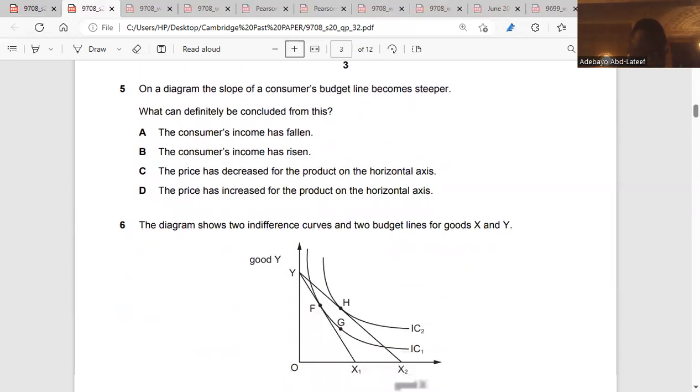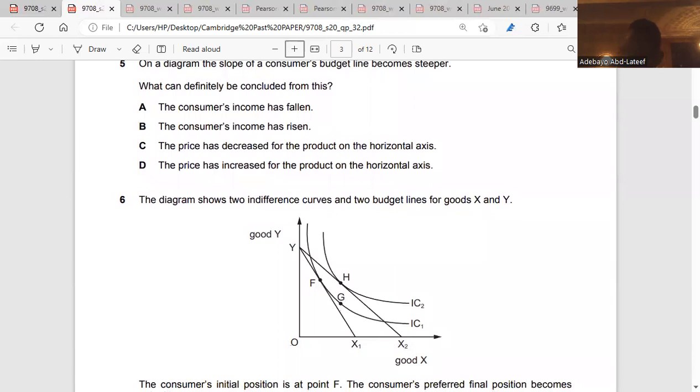Question 5. On the diagram, the slope of the consumer budget line becomes steeper. What can definitely be concluded from this? When the budget line changes, two things can happen: either an increase in income or an increase in price. So the budget line will change because of price or income.